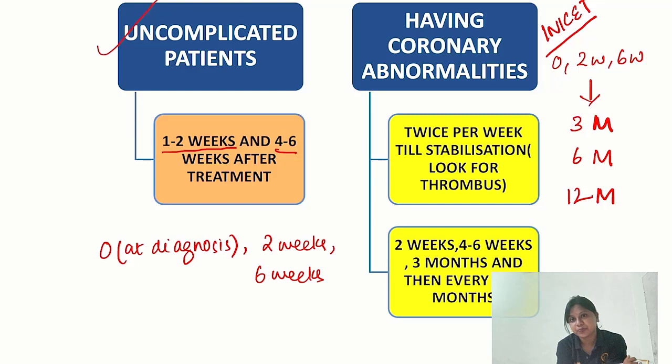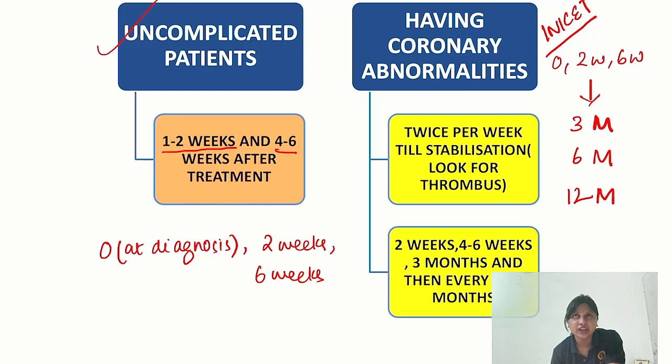Why am I telling this? You need the echo, as I told you, because there's a chance of coronary dilatation and coronary artery aneurysms. And second is that you start the child on aspirin. And if the child is having giant coronary artery aneurysm, you may need to start the child on warfarin as well. So if you're giving warfarin and aspirin, you need to monitor the INR, and INR should be between 2 to 3. So that is why we need to do echocardiography on every visit of the child.